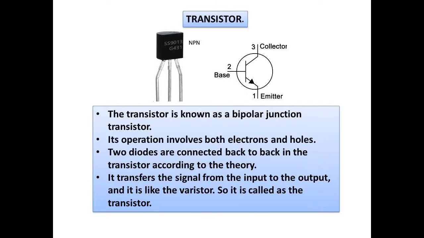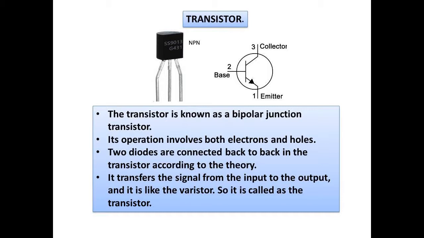Details of the transistor theory without mathematical derivation. Transistor. The transistor is known as a bipolar junction transistor. Its operation involves both electrons and holes. Two diodes are connected back to back in the transistor according to the theory.